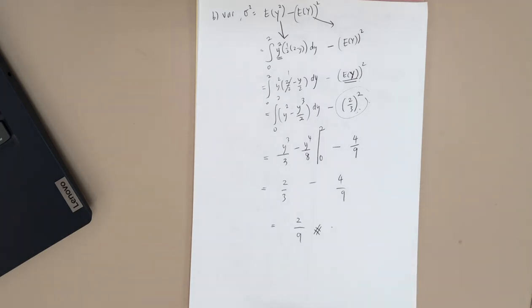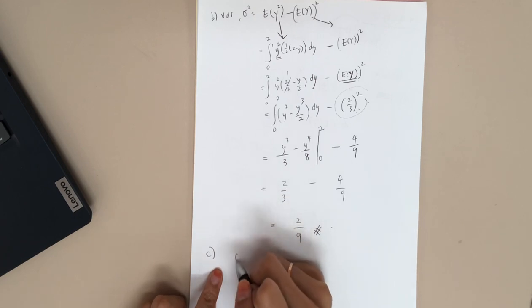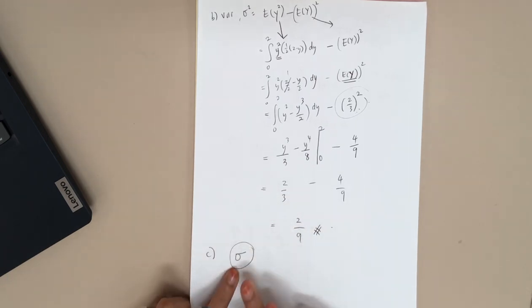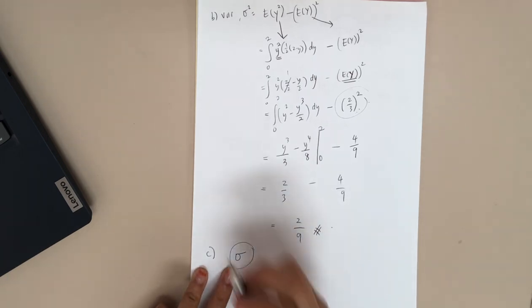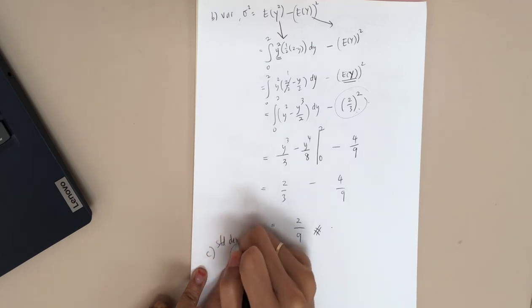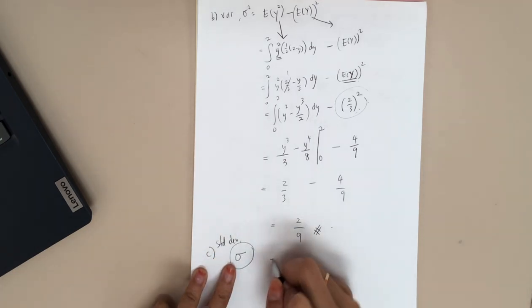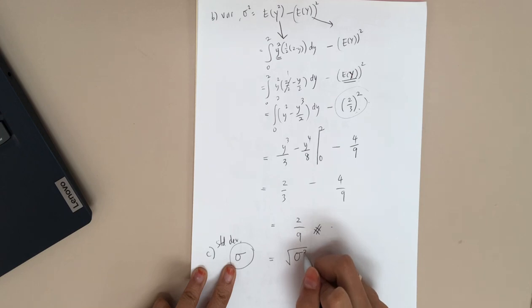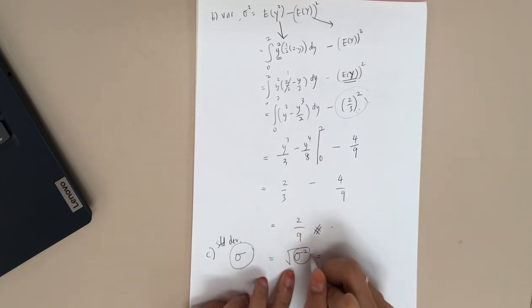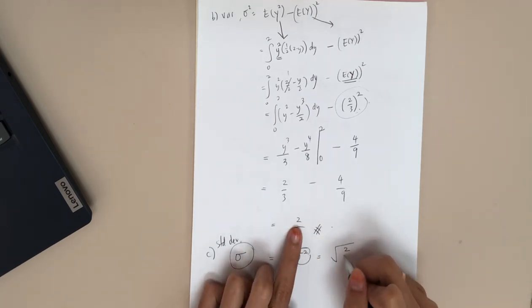Okay. Let's say I add on one more example. Find out what's the symbol of this? This one is the standard deviation. Okay, standard deviation. How to get standard deviation? You just square root your variance. So your variance is this one.